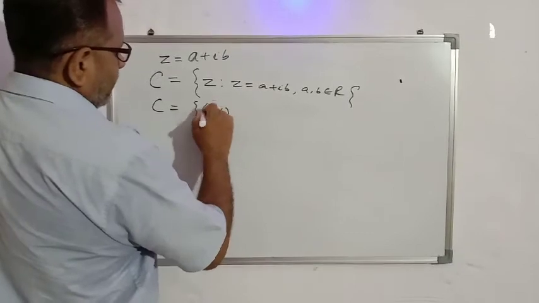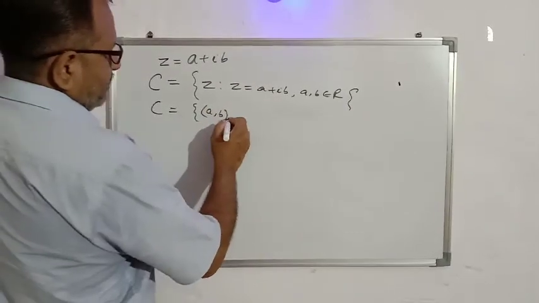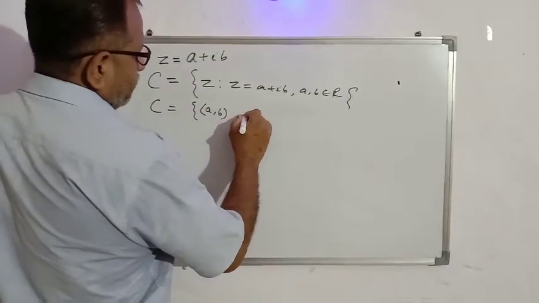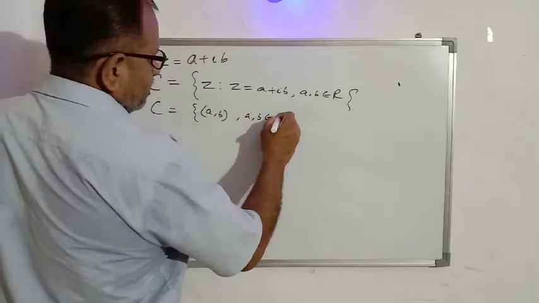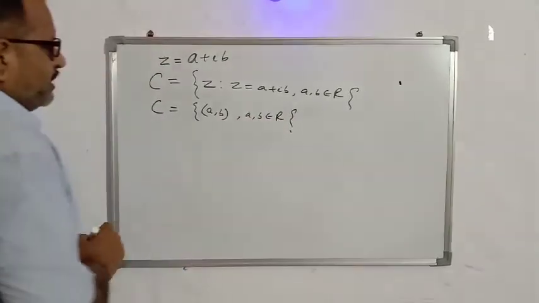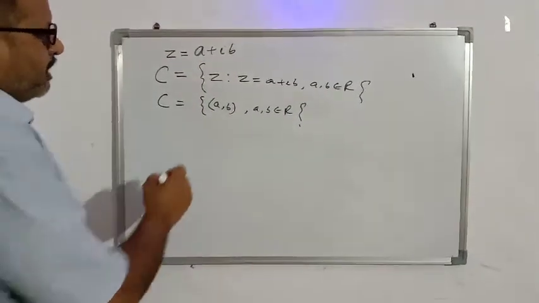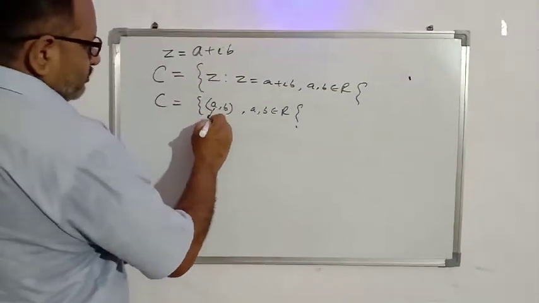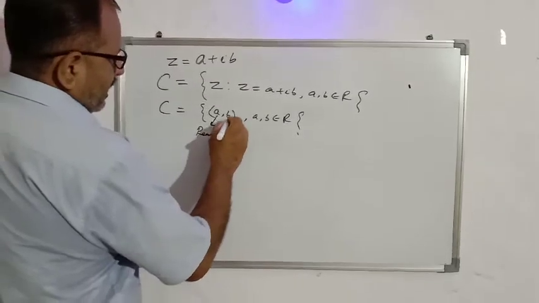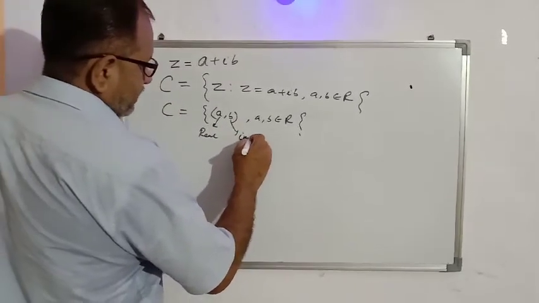We can also write it like an ordered pair (a, b), where a and b belong to the real numbers. So a complex number we can express in the form of an ordered pair, where a is the real part and b is the imaginary part.